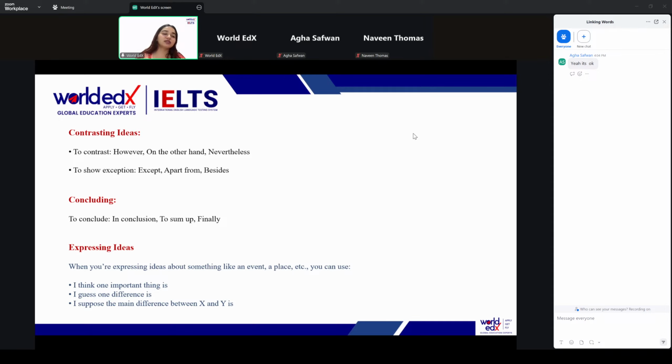And this last one is for conclusion, which is pretty simple. In conclusion, to conclude, to sum up, finally, to reiterate, to deduce. These are some synonyms that you can use for the writing section too.